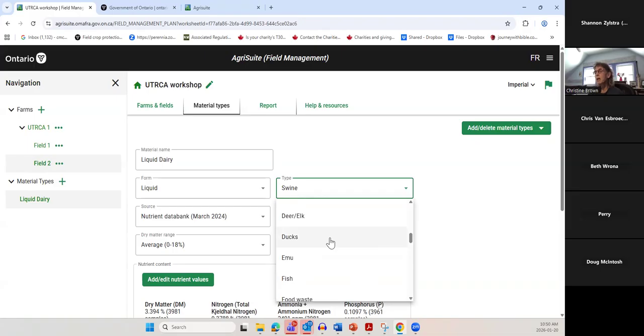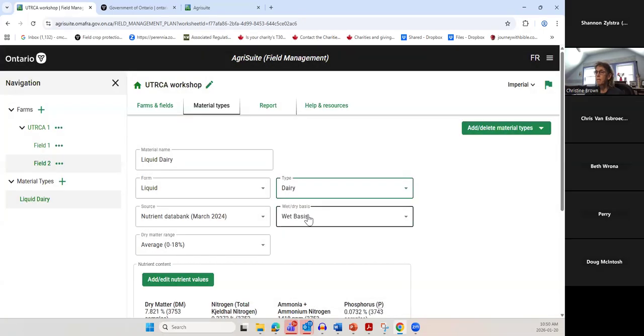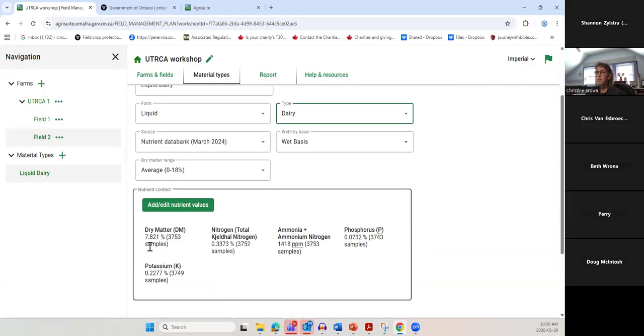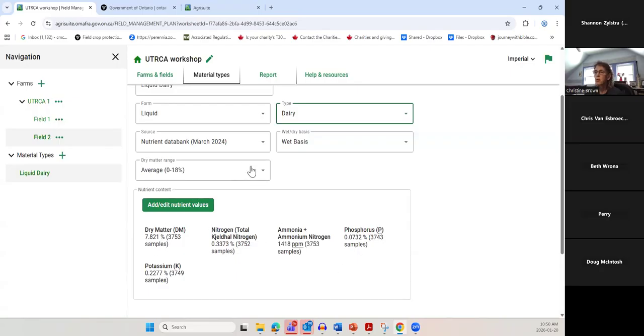And I mentioned in the manure calculator that it's really nice to be able to put in a manure analysis. It also has a database. And so if I wanted to use the database, I can. You can see from that database that we've got over 3,500 samples in that database. We've got the averages for all of the different nutrients.